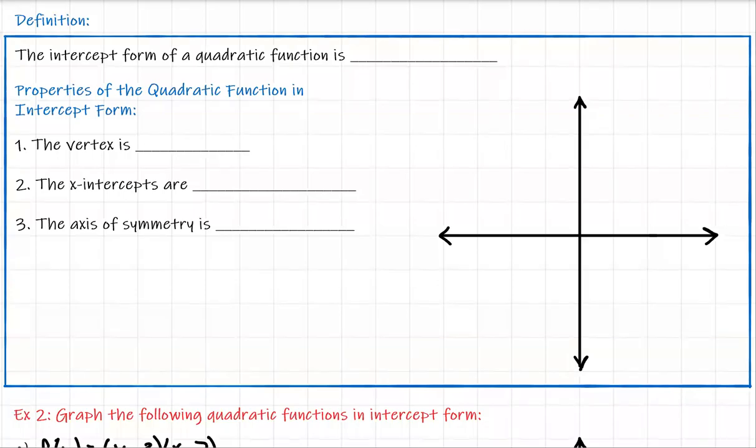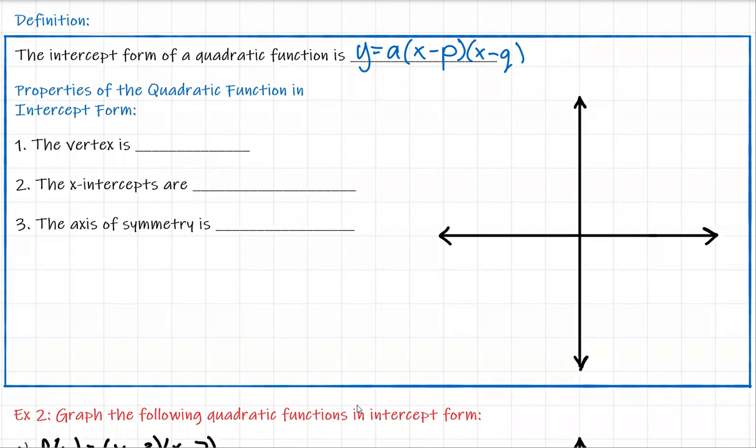All right, so here is our part 2. We're going to cover the second form, which is our intercept form of the quadratic function. So our intercept form looks like this. It's y equals a times x minus p times x minus q. All right, so there is our intercept form.